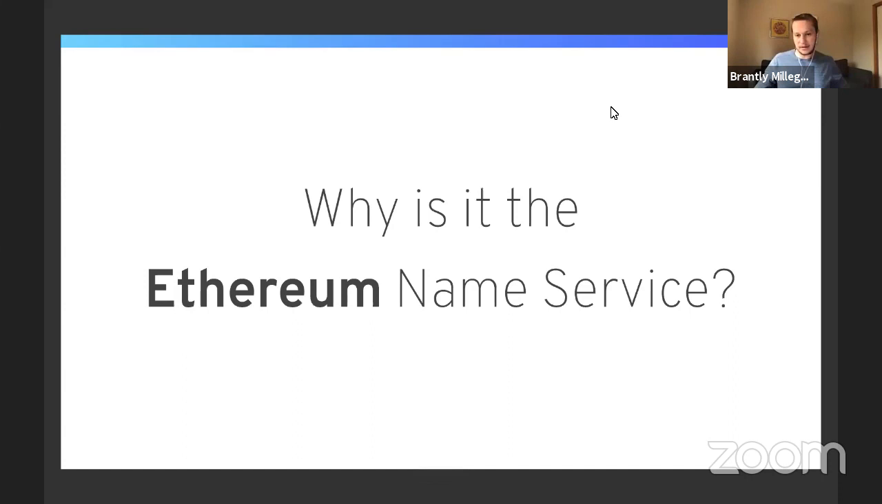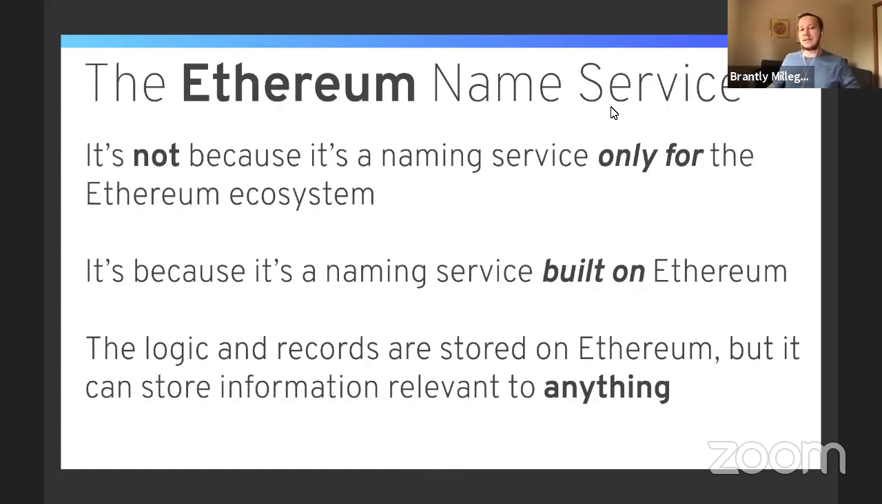So why is it the Ethereum Name Service? It's not because it's a naming service only for the Ethereum ecosystem. It's because it's a naming service built on Ethereum. So the logic and records are stored on Ethereum, but it can store information relevant to anything. One way I like to think about it is maybe your DNS server uses Linux, right? But it doesn't really matter. It's just the operating system that it uses. Of course, it can provide naming to a Windows computer or something like that, right? So Ethereum is just the back end. It does mean that you can do certain things with Ethereum smart contracts that are really interesting. I'll talk about that later. But it can store and serve information relevant to any system, even if it has nothing to do with blockchain stuff, right?